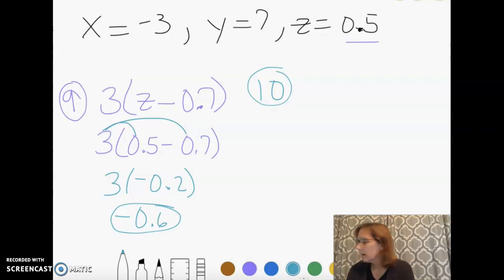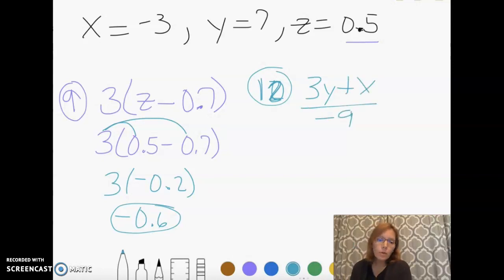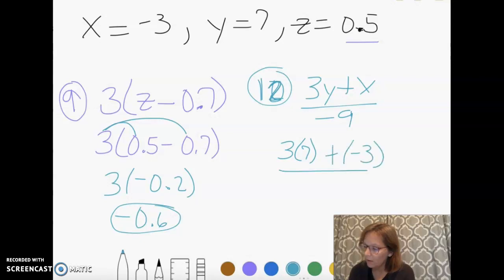Actually, I'm going to go to number 12. This will be my last example. So 3y plus x all over negative 9. So this time I have more than one thing to plug in to my expression, which is totally fine, and let's just do it. So 3 times 7 plus x, which is negative 3, all over negative 9.